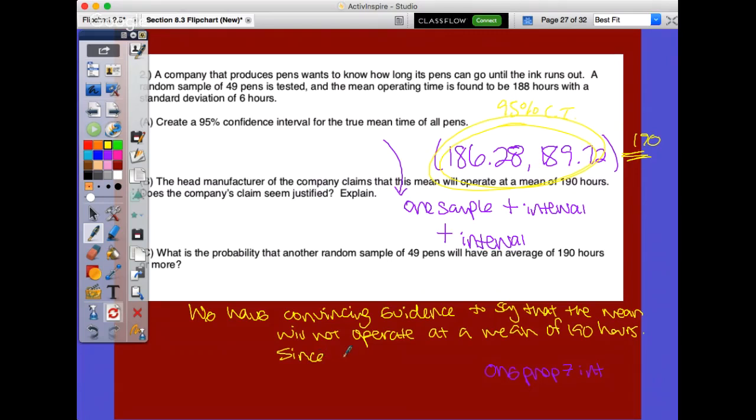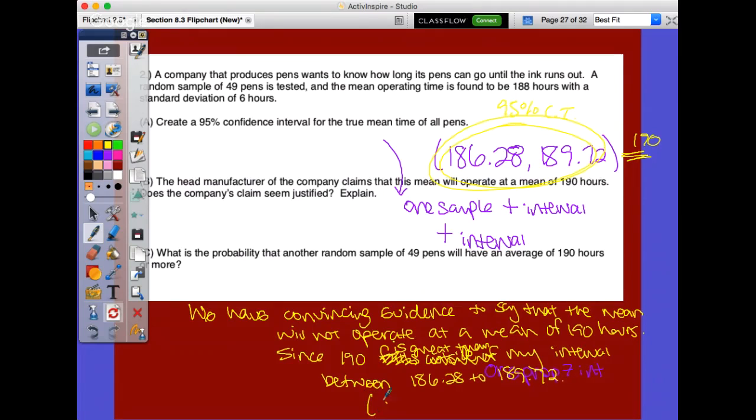Since 190 falls outside of my interval, and I would even say is greater, since 190 is greater than my interval between 186.28 to 189.72. And you could say something about this being statistically significant.